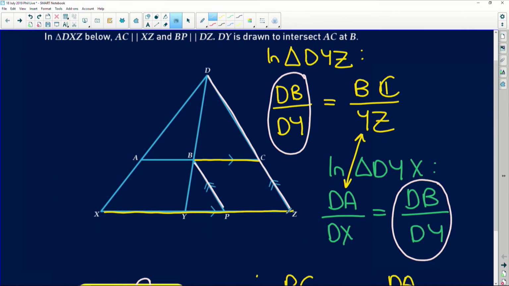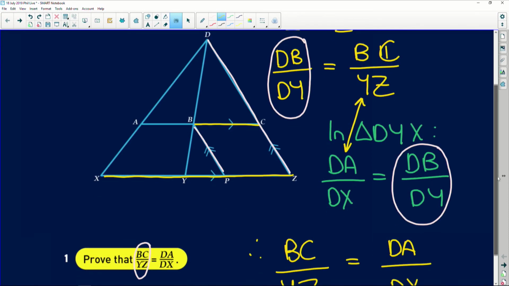But remember, the moment you have lines parallel to one side, try and identify to which triangles they belong. So these two being parallel to each other, you've got 3 different triangles that you could have worked in to get that ratio proportion.